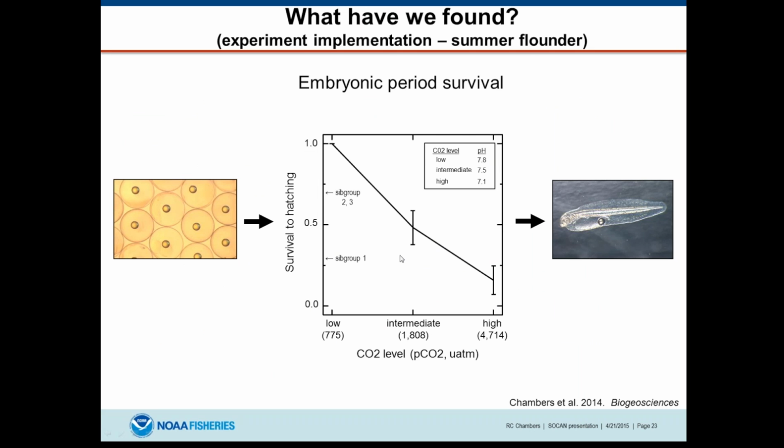But I want to point out that most of the responses I'll be mentioning are significant between the low and intermediate levels, and the high level is also, in most cases, significant as well. There are 3 subgroups that were used to show the control level hatchability, or survival to hatching, of those 3. I'm showing relative survival to hatching here on the y-axis. So there's a highly significant effect of elevated CO2 on survival to hatching.